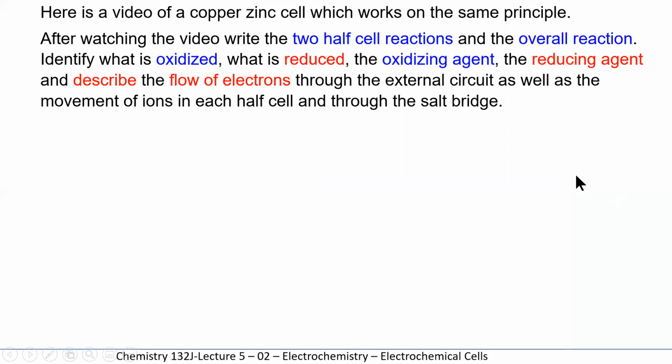Okay, so let's talk about what just happened. Let's summarize it. There are 2 half reactions. What I'd like you to do is pause the video for a minute and draw the cell yourself, identify what's oxidized, what's reduced, the oxidizing agent, the reducing agent, and describe how the electrons flow through the circuit and how the ions flow in the cells. So now that you've paused it, let's take a look.